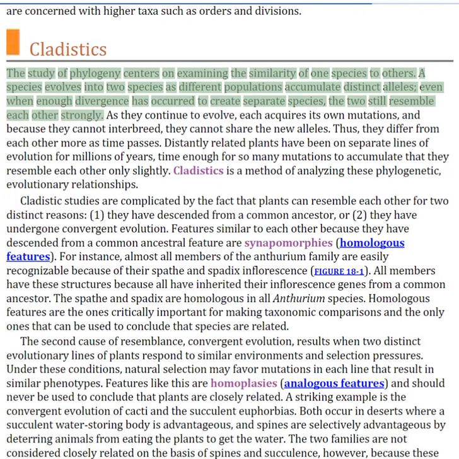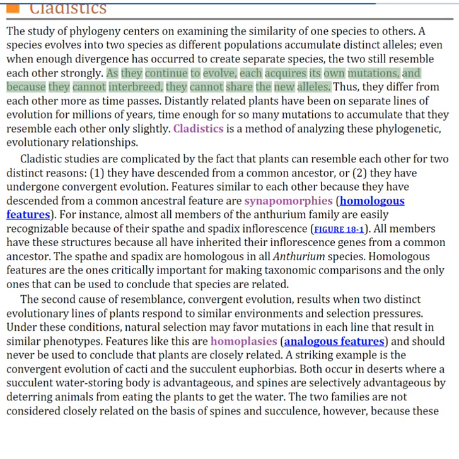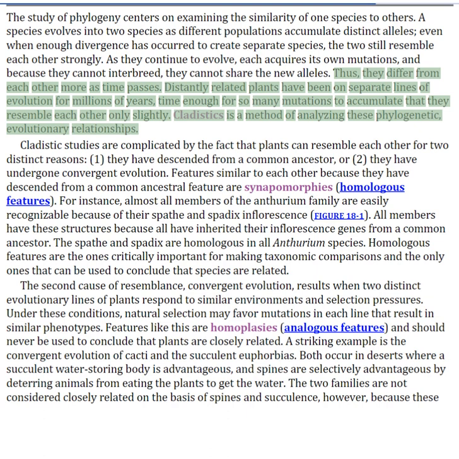Cladistics. The study of phylogeny centers on examining the similarity of one species to others. A species evolves into two species as different populations accumulate distinct alleles. Even when enough divergence has occurred to create separate species, the two still resemble each other strongly. As they continue to evolve, each acquires its own mutations, and because they cannot interbreed, they cannot share the new alleles. Thus, they differ from each other more as time passes. Distantly related plants have been on separate lines of evolution for millions of years, time enough for so many mutations to accumulate that they resemble each other only slightly.